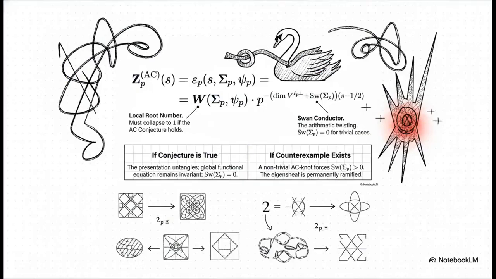Take a look at the Swan conductor variable, sitting right up there in the exponent of this local partition function. If the Andrews-Curtis conjecture is true, and the presentation perfectly untangles, this Swan conductor drops exactly to 0. But if we have a counterexample, a true knot, it forces an arithmetic ramification. The Swan conductor will spike above 0. If we can mathematically prove it spikes, well, we've successfully caught our counterexample.